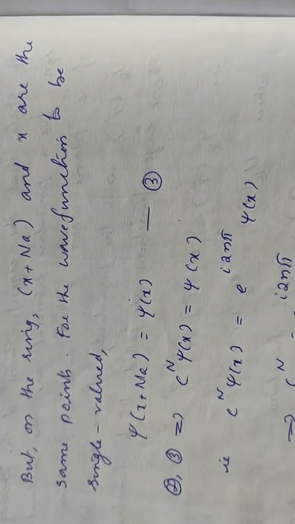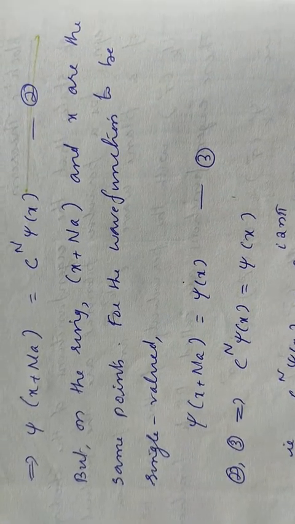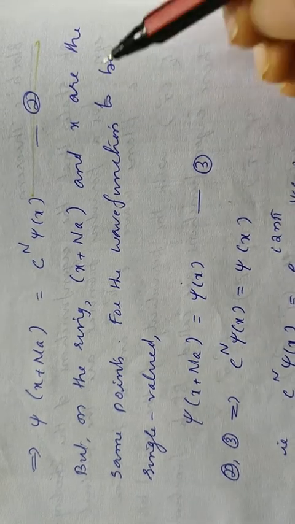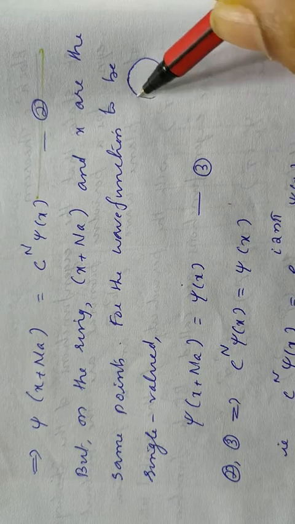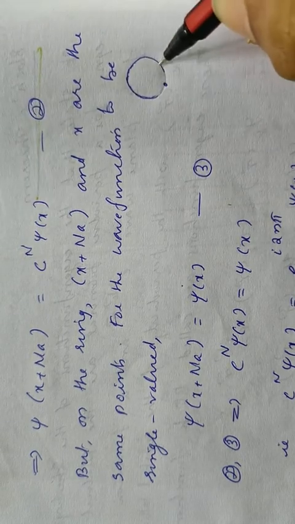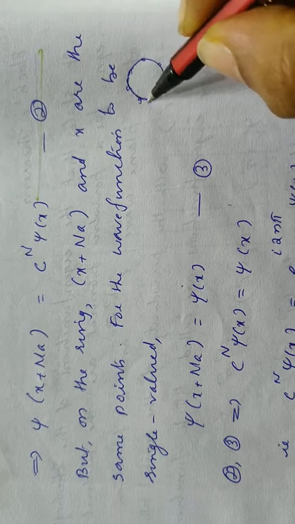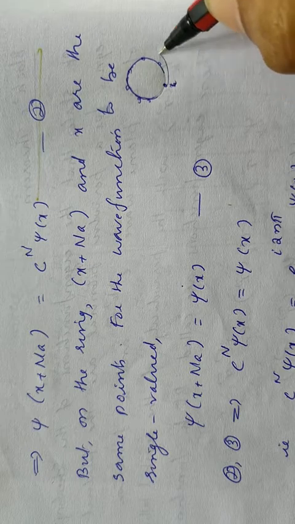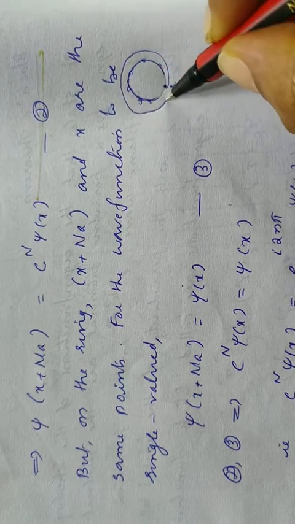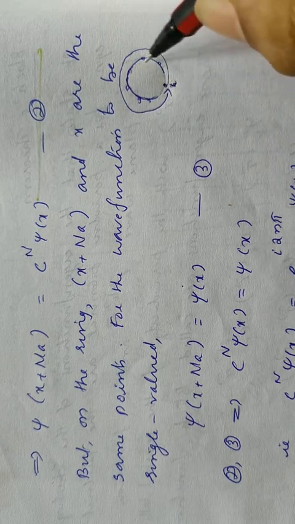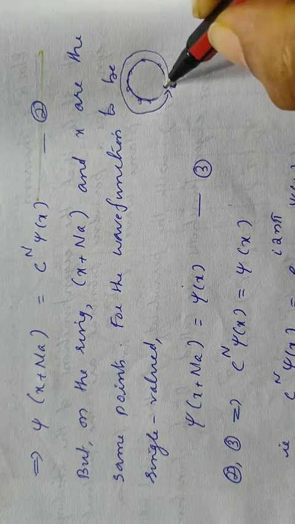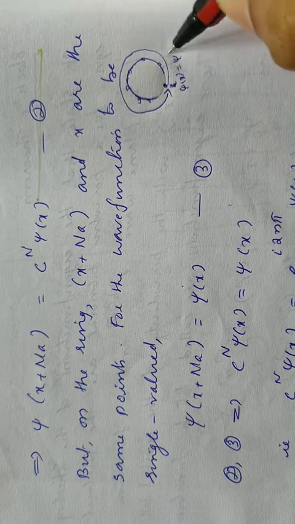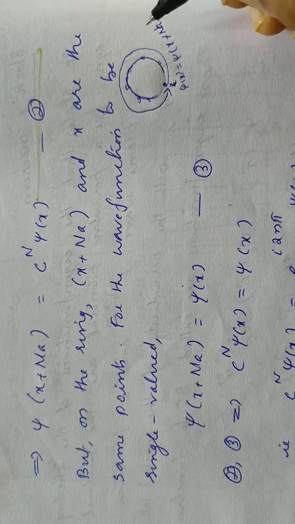But on the ring, x plus Na and x are the same points, because this is the ring we are considering. Since it is in the ring shape, we are starting from here, and we are coming to an end here itself to complete the ring. So this is the starting point and this is the ending point. So psi of x is the same as psi of x plus N into A.